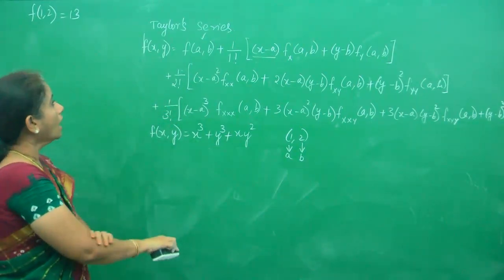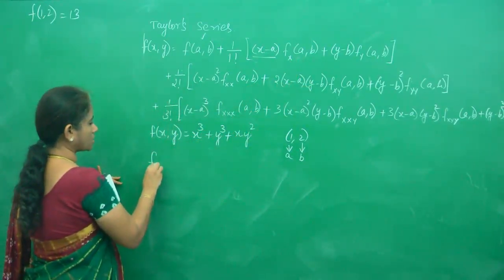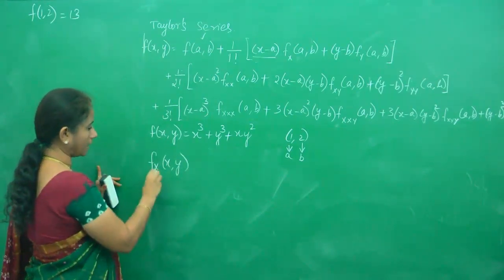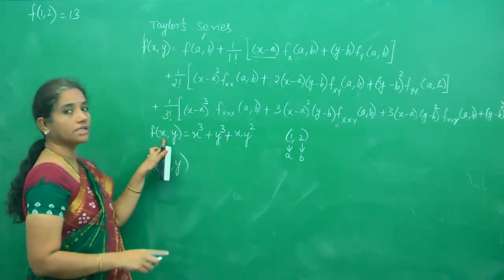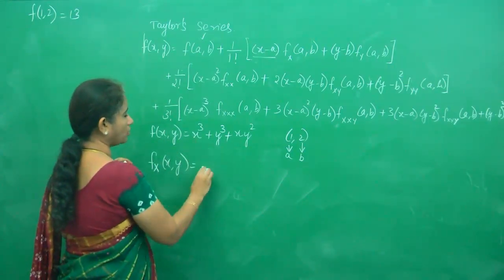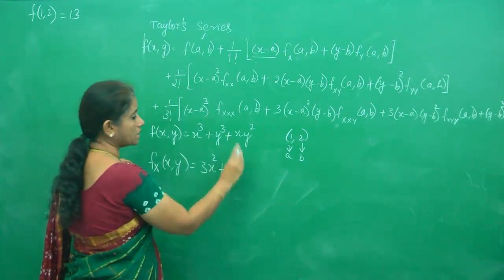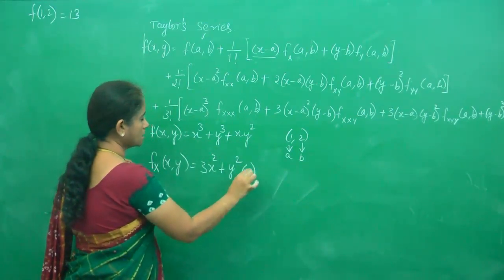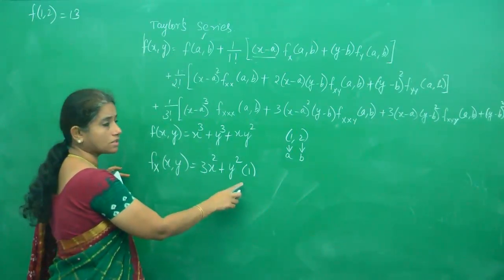Now I need to do fx of a, b. Okay. So let me do fx of x, y. Write carefully. Write neatly, so later you don't have a problem. Fx of x, y means I am going to differentiate this partially with respect to x. So y is a constant. So x cube derivative is 3x square and y cube is a constant, so its derivative is 0, plus y square is a constant. Write it as it is. Derivative of x is 1. Okay. So fx of x, y is 3x square plus y square.